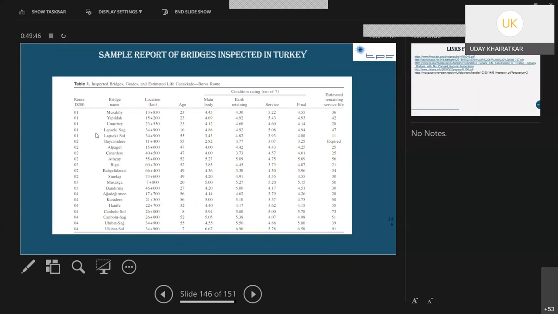If you see bridge number one, you will find that its age is 23 years. Its main body rating is 4.45. That of earth rating is 4.3. Service is 5.22. Final, taking into account all three factors, is 4.55. And the remaining estimated life is 36 years. So this is also a very good method of predicting the balance. Here, since all the bridges were located in the same area, exposure to atmosphere, climate conditions, etc. were the same. Although the bridges were of different types, the overall condition could be assessed.